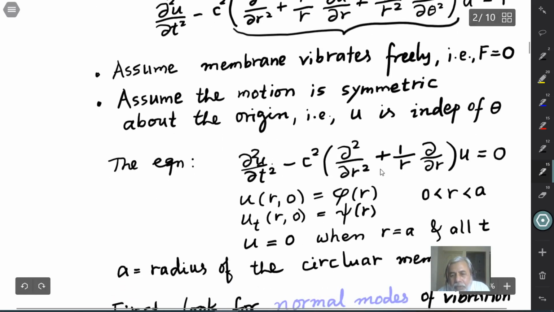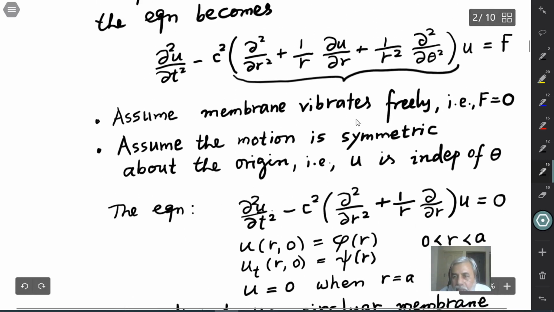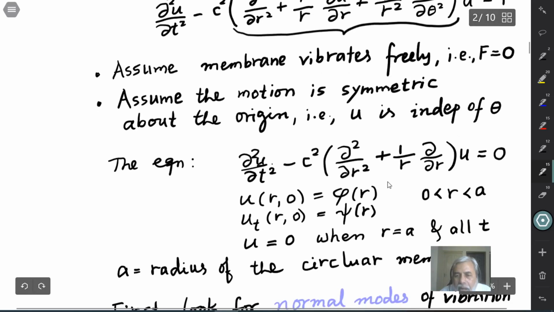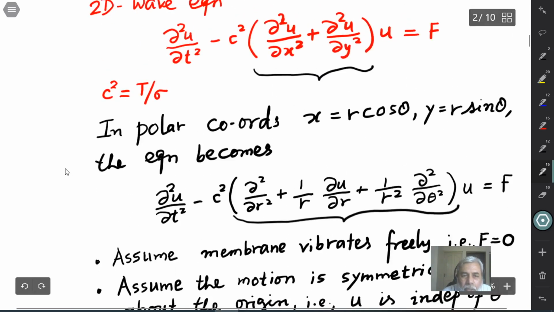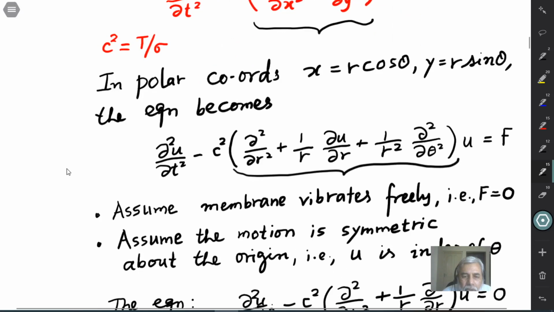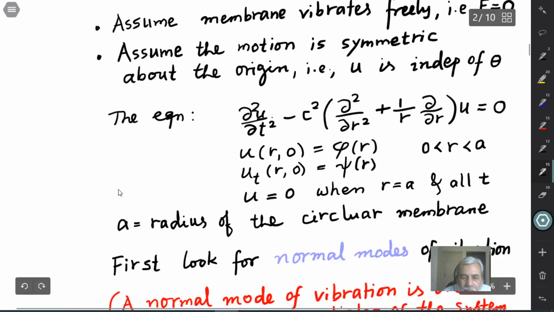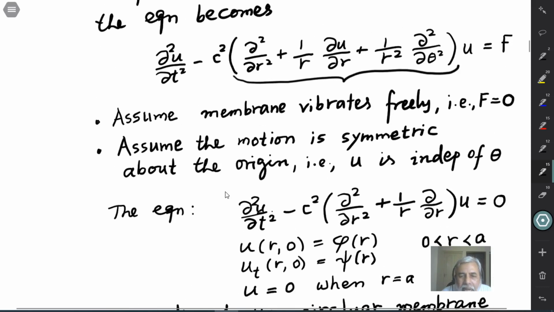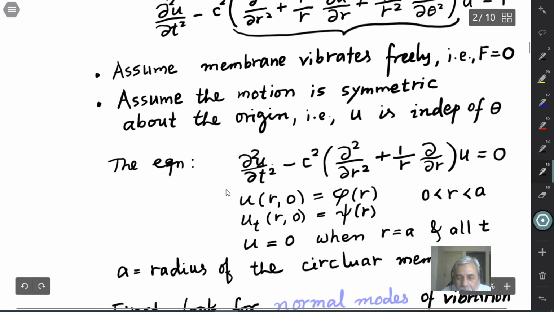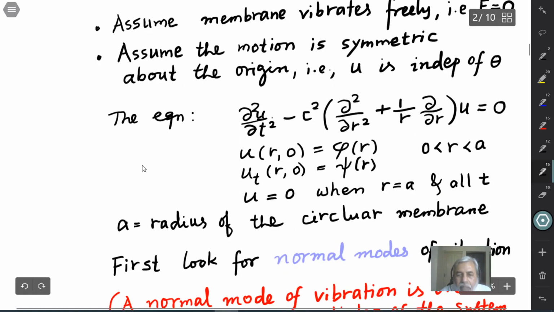So this is again a second order equation, only in two variables now, t and r. So theta is removed there, and the initial conditions become u(r,0) equal to phi of r, u sub t (r,0) equal to psi of r, for 0 less than r less than a, where a is the radius of the membrane. A circular membrane of radius a, we are assuming that. And u equal to 0 is the boundary condition. Physically this means the membrane is held fixed along its boundary.